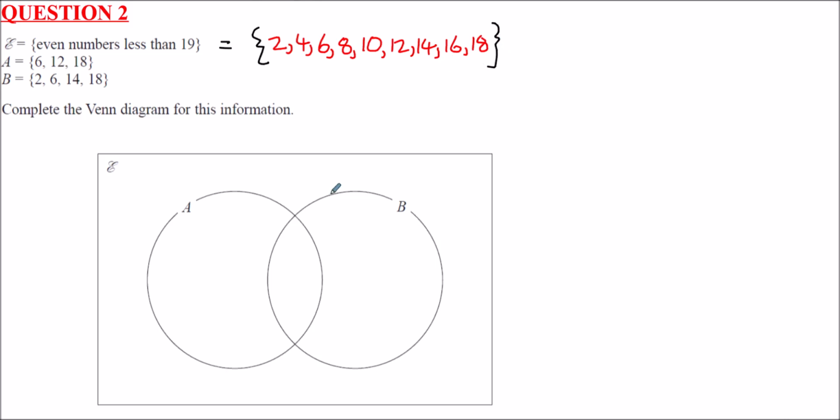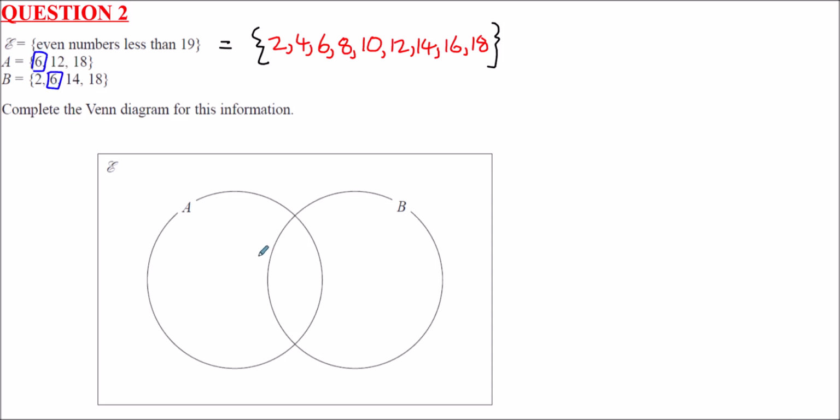So all of these numbers need to go in here somewhere. All the numbers in A are just 6, 12 and 18. The numbers in B are 2, 6, 14 and 18. So what numbers do we see in each list? Well, in A there's 6. There's also 6 in B.